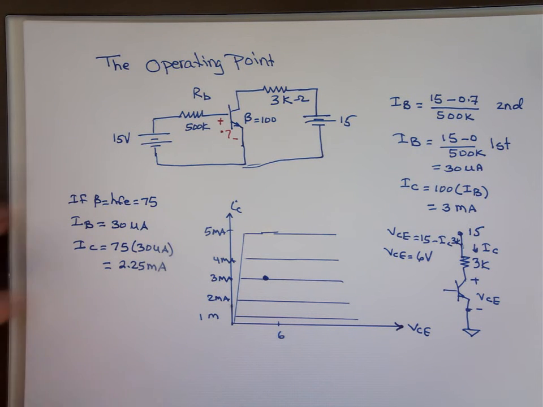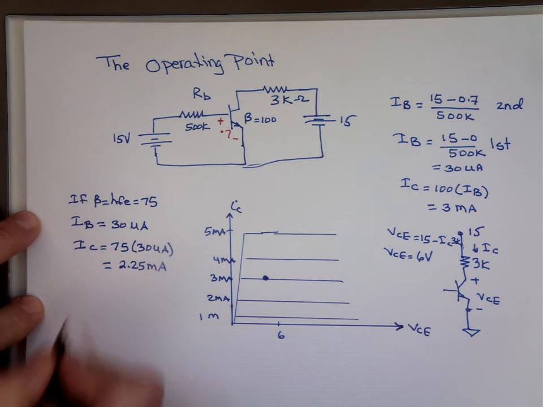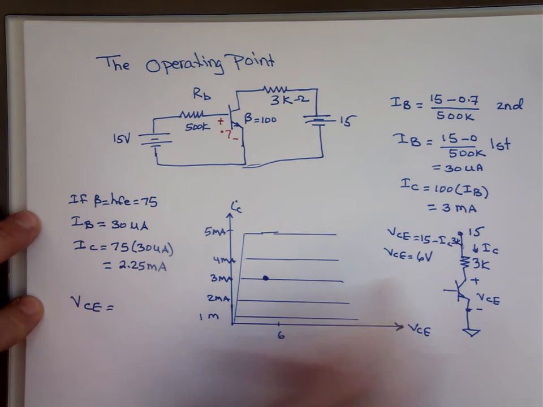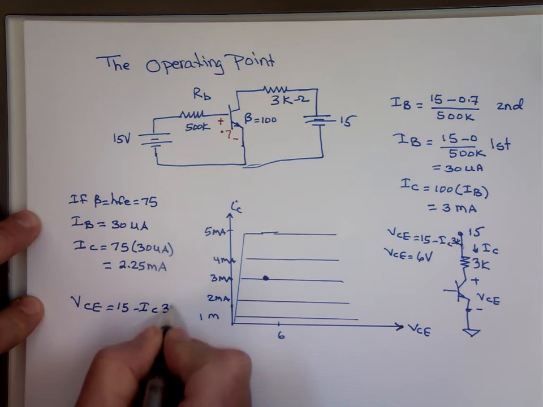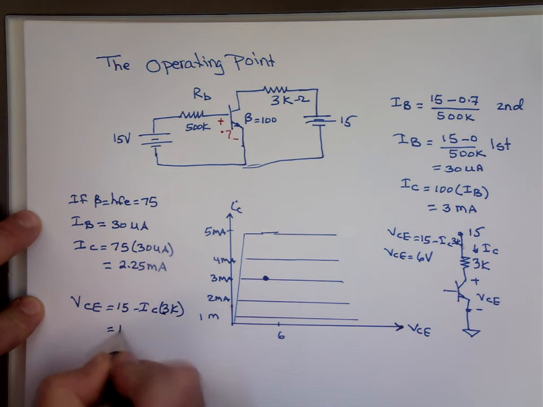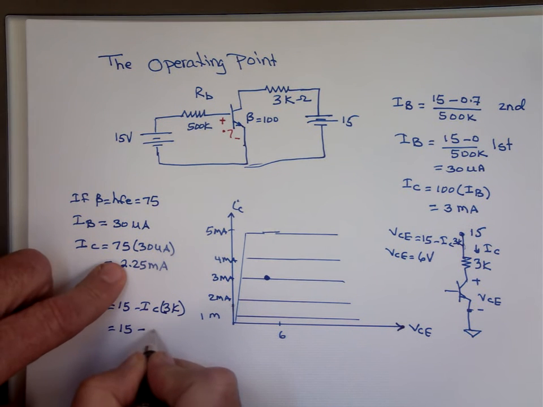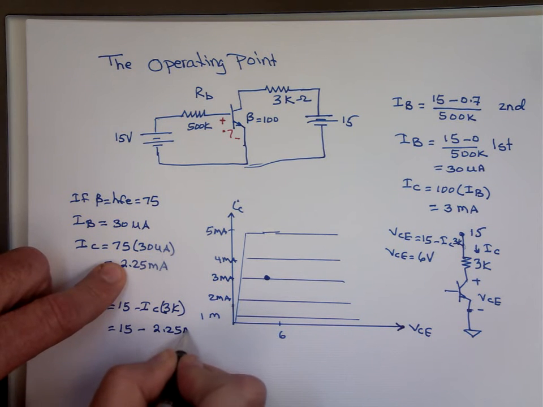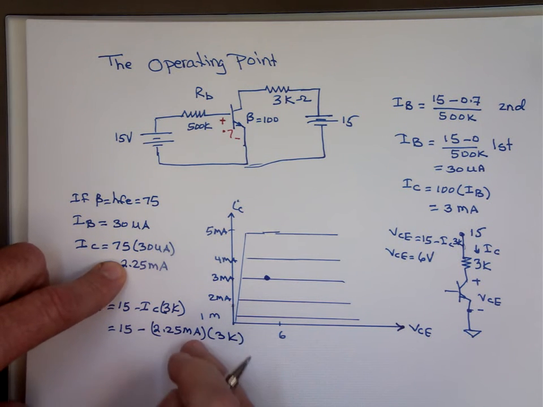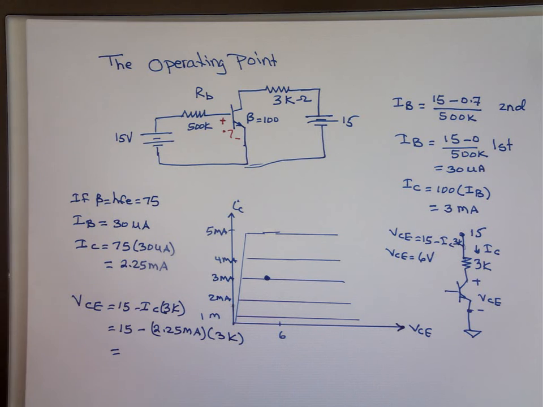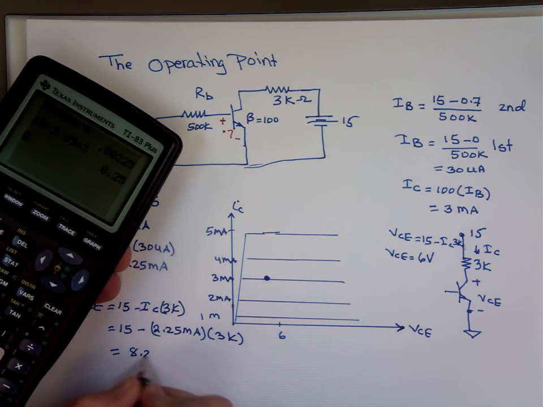Well, if that's 2.25 milliamp, then what is VCE? Again, VCE from that picture here is going to equal 15 minus I sub C times 3K. So it's going to be 15 minus 2.25 milliamp times 3,000, or 3K. The 3K and the milli cancel each other out. So we'll have 15 minus 2.25 times 3. And that will give me 8.25 volts.